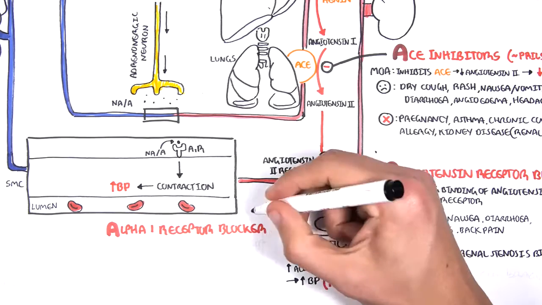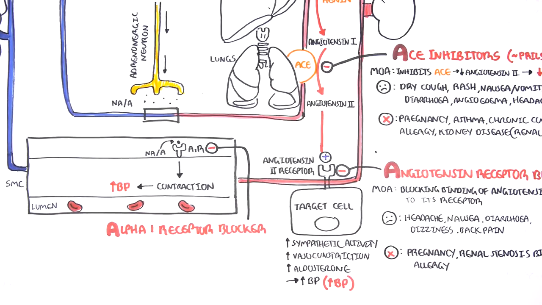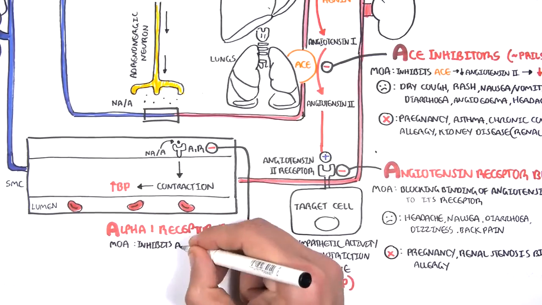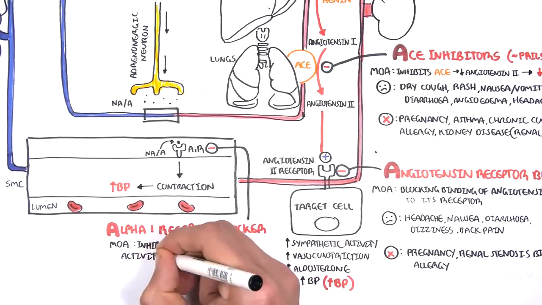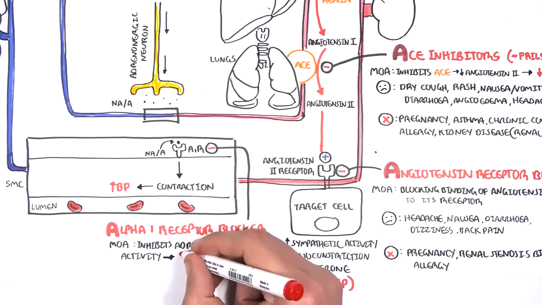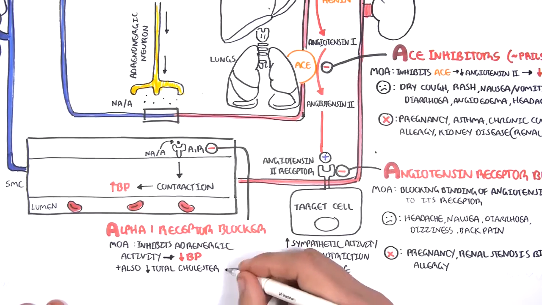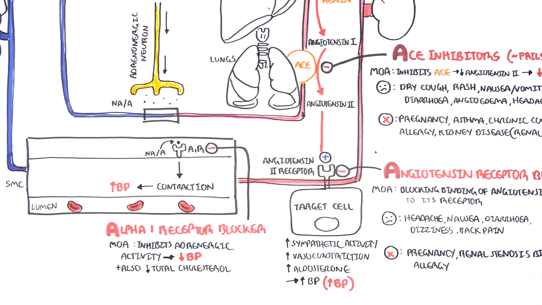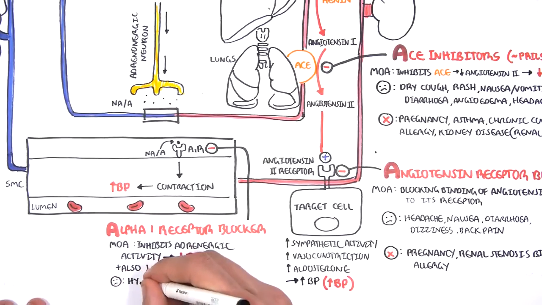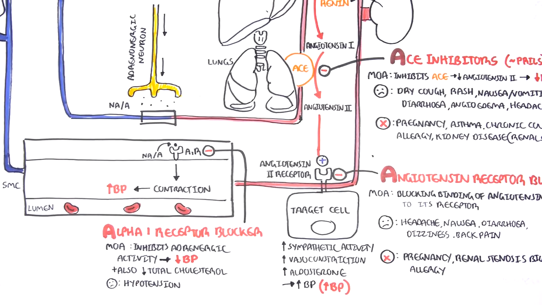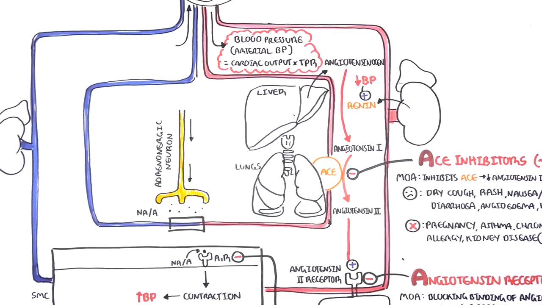Alpha-1 receptor blockers block alpha-1 receptors, and thus the mechanism of action is that it inhibits the adrenergic activity, leading to a decrease in blood pressure. Alpha-1 receptor blockers also have a role in decreasing total cholesterol in the body. Thus, it's a good option for people who have both high blood pressure and cholesterol problems. Side effects include hypotension, so a drastic decrease in blood pressure. So they were the antihypertensives that begin with A.